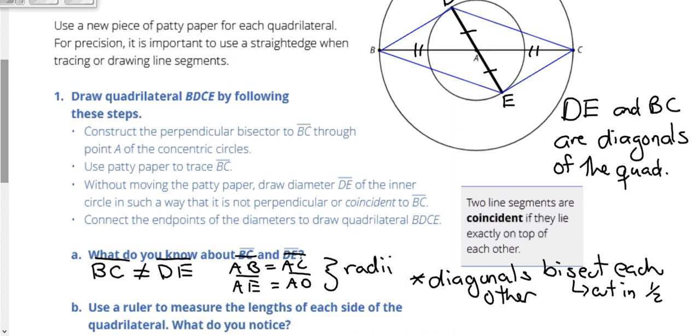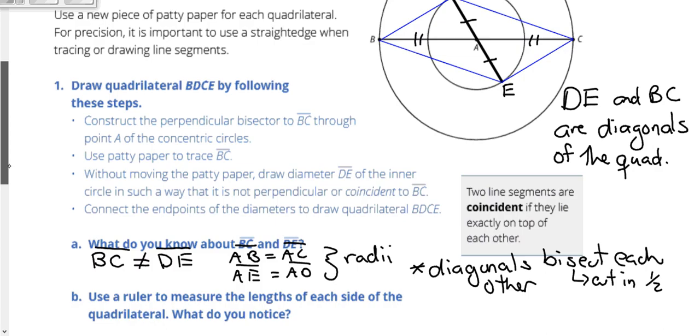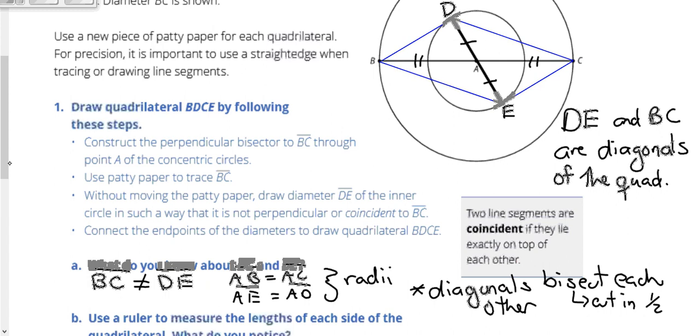All right, so the diagonal DE cuts the diagonal BC into two equal parts, and the diagonal BC cuts DE into two equal parts. We know that because they're radii of the circles. Okay, bunch of stuff that we know about the diagonals. Now, they're going to ask you to use a ruler to measure the lengths of the sides. So we're not talking about the diagonals now, so we're measuring the sides. So go ahead and take your ruler, measure BD, DC, CE, and BE.